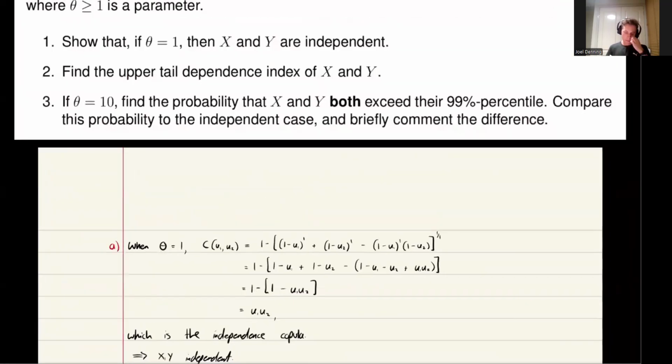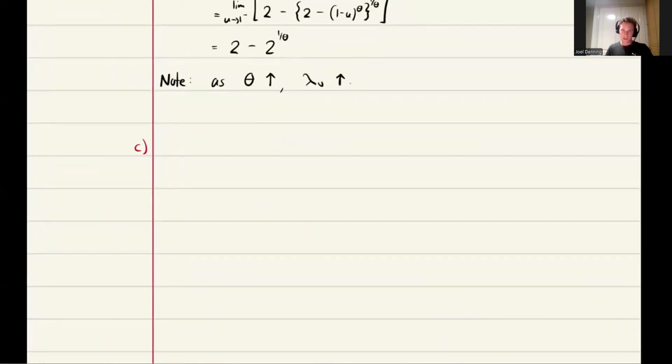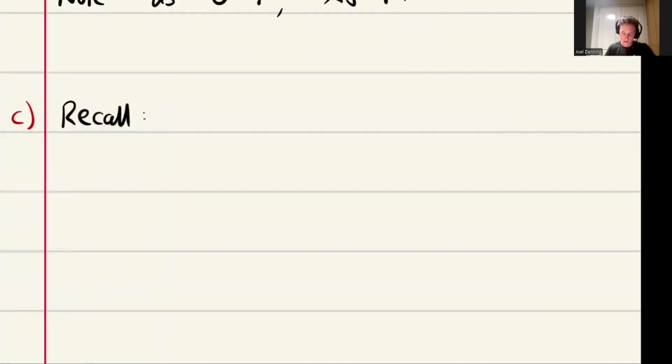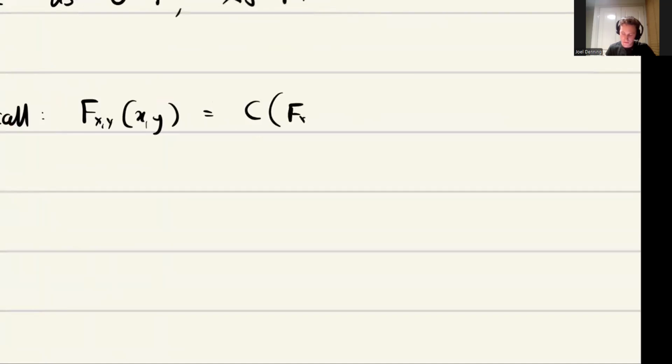Now on to part C. If theta is equal to 10, find the probability that both x and y exceed their 99th percentile. Compare this probability to the independent case and comment on the difference. So for this, firstly, I want to recall Sklar's theorem again, just saying the joint CDF is equal to the copula at the marginals. Right.